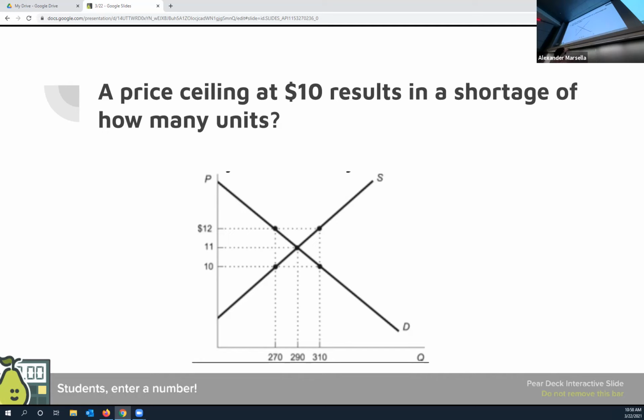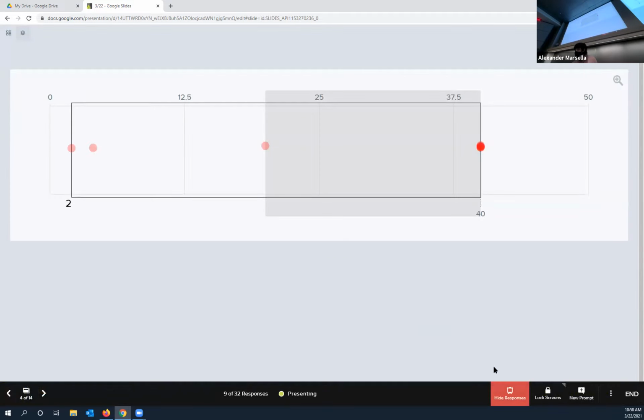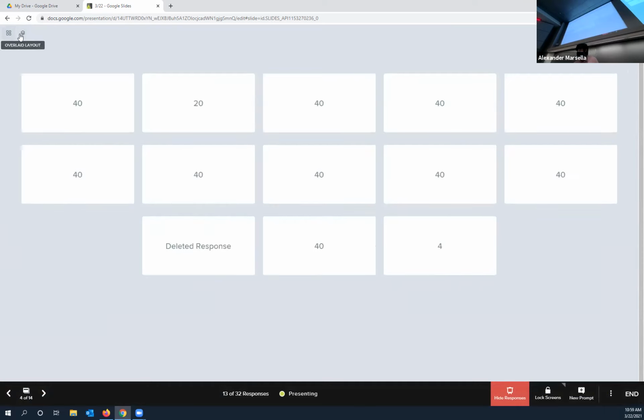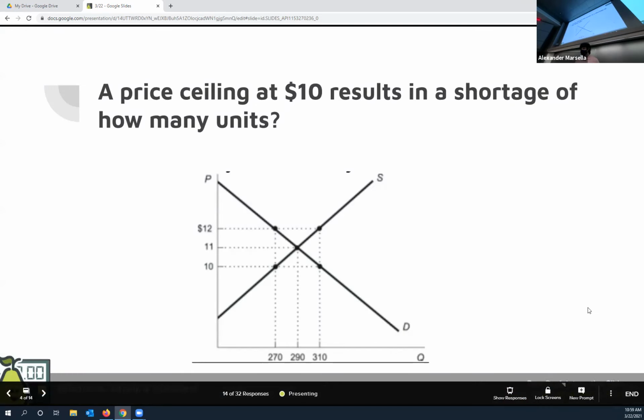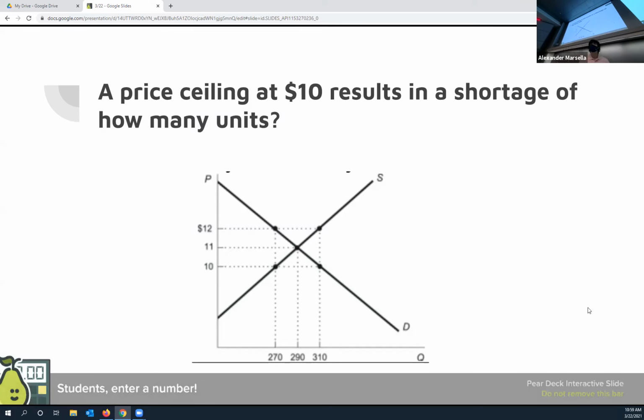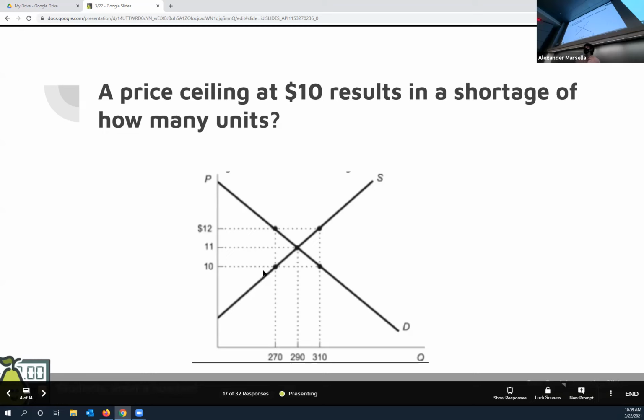But think about it. There's my quantity demanded, 310. There's my quantity supplied, 270. So what's the amount of the shortage? Okay, it looks like we're settling around 40. Great. And that is correct, okay? So you look at the quantity supplied at $10, 270. Quantity demanded at $10, 310. The difference is 40. If this market were at equilibrium at a price of 11, quantity would be 290. And they'd match. Quantity demanded would be the same as quantity supplied, right? All right. Excellent. Any questions about that?